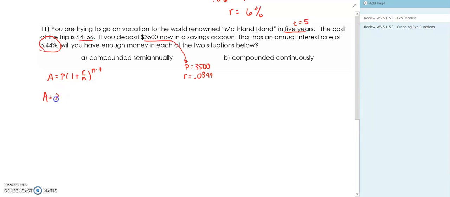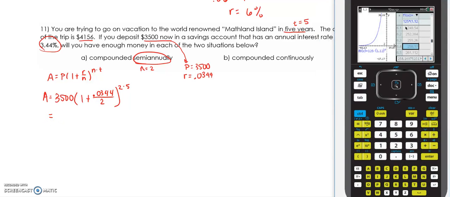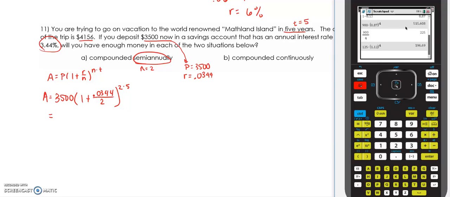So our principal is $3,500. 1 plus my rate. Make sure to use this decimal. You're going to get an interesting number. My number of times they're compounding are semi-annually, so that means twice a year. And then we have 2 times and how long we want it, 5. So we're just going to go ahead and put that all into the calculator.